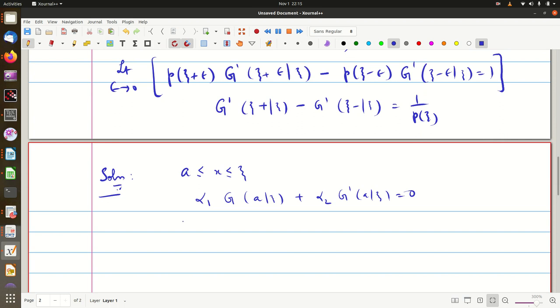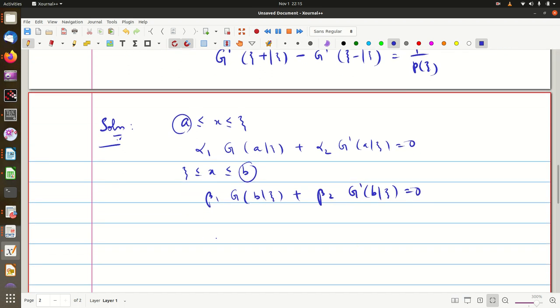And similarly at the other end, that is, for the region xi less than or equal to x less than or equal to b, we should have g satisfying, let's say, beta 1 g of b comma xi plus beta 2 g dash of b comma xi equal to 0. So this is what is expected of the Green's function. Okay, so now let us start with our solution. For the region a less than or equal to x less than or equal to xi, assume we have a non-trivial solution for the homogeneous equation. Let us assume that non-trivial solution to be some y1 of x.